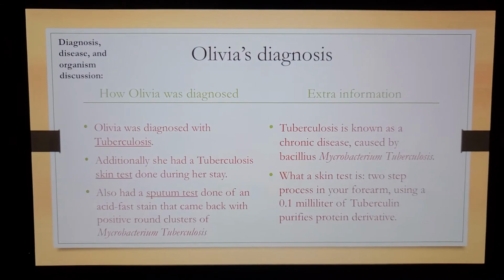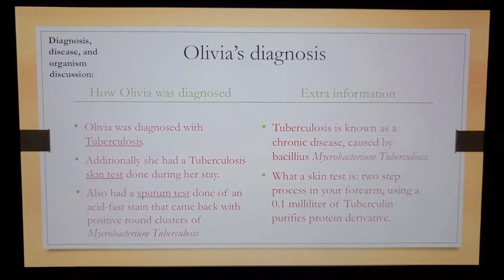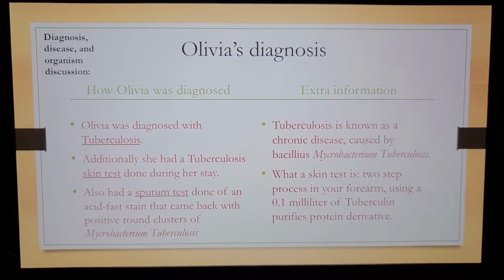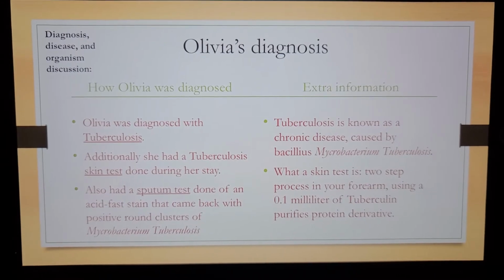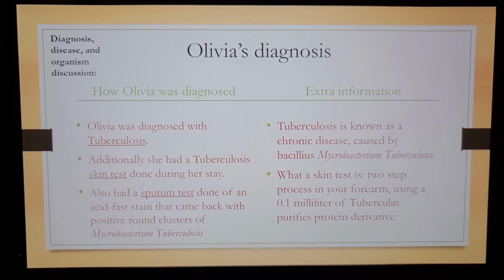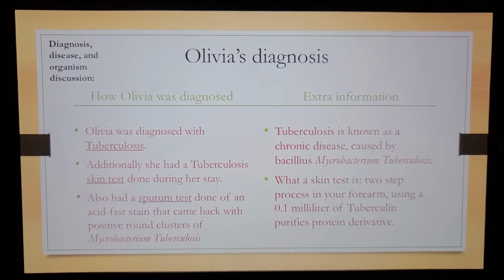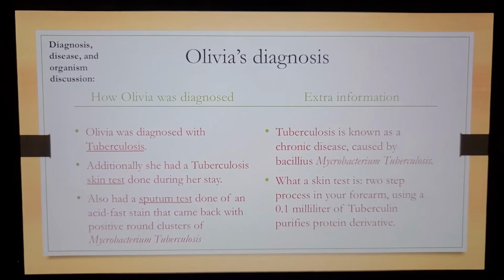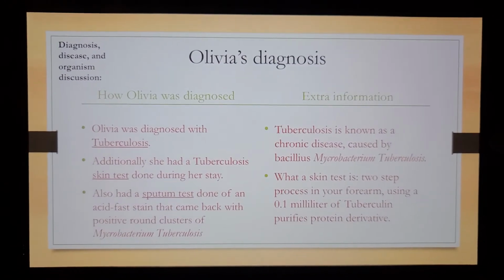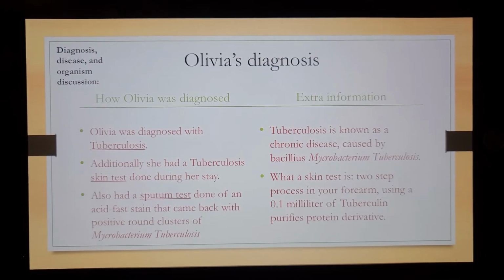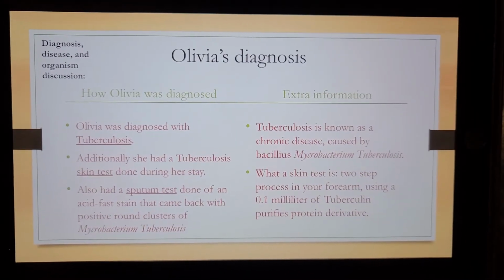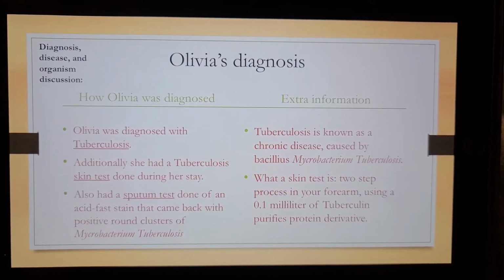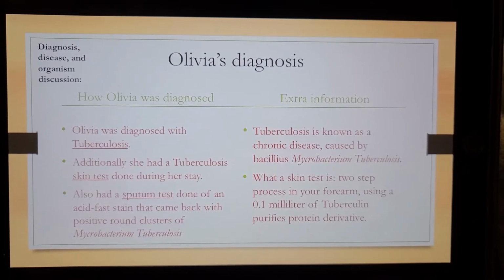Then I move on to the diagnosis, disease, and organism discussion. Olivia's diagnosis and how Olivia was diagnosed. Olivia was officially diagnosed with tuberculosis. Some additional tests for tuberculosis were a skin test done during her stay. She also had a sputum test, which results came back in 3 weeks. It was done as an acid-fast stain that came back positive with round clusters of Mycobacterium tuberculosis. Some extra information is that tuberculosis is known as a chronic disease caused by Bacillus Mycobacterium tuberculosis. That is why the sputum test was needed.